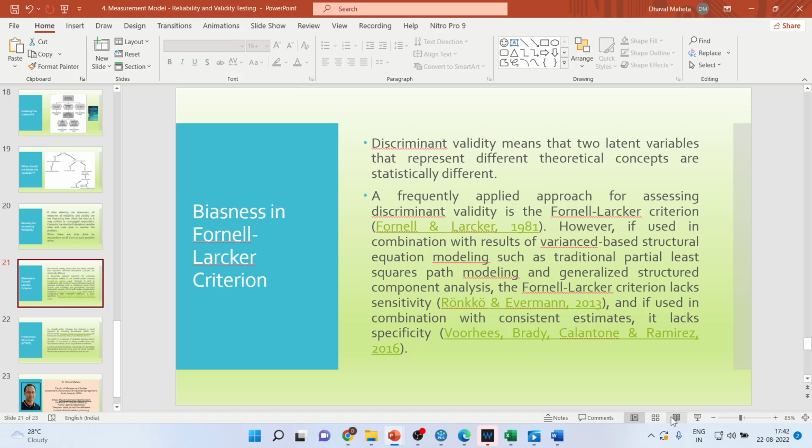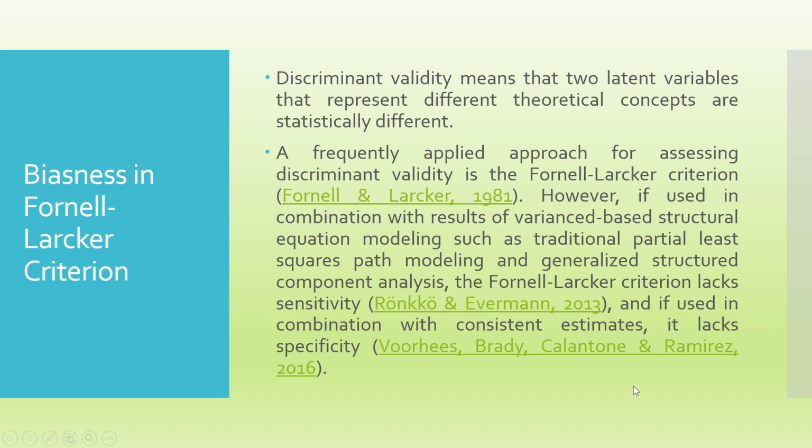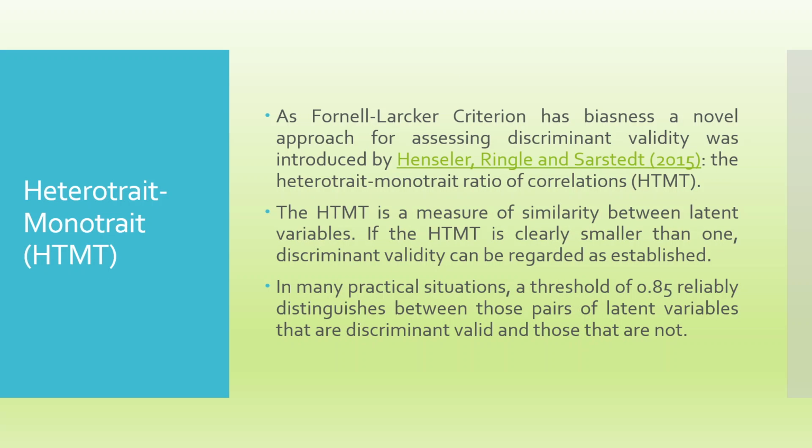Now, there is a limitation of this Fornell-Larcker criterion. It is used in combination with results of variance-based structural equation modeling, such as traditional partial least square path modeling and generalized structured component analysis. The Fornell-Larcker criterion lacks sensitivity, and therefore a biasness was observed. To remove this biasness, Henseler, Ringle, and Sarstedt introduced a new statistic, which is Heterotrait-Monotrait Ratio of correlation for assessing the discriminant validity. So the HTMT is a measure of similarity between the latent variables. If HTMT is clearly smaller than 1, discriminant validity can be regarded as established.